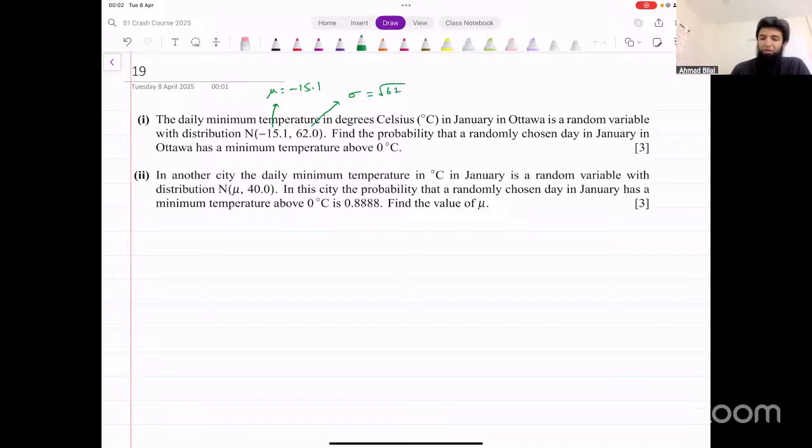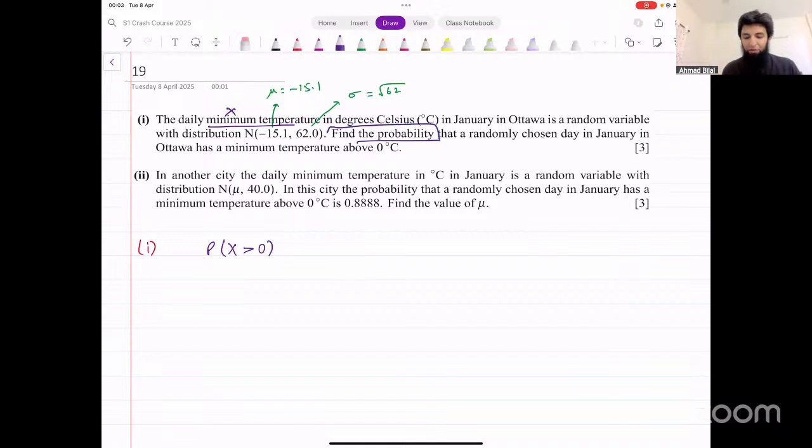Find the probability that a randomly chosen day in January has a minimum temperature above 0 degrees Celsius. So we have data on daily minimum temperatures. We know the mean, we know the standard deviation. We want to find the probability of the minimum temperature being above 0. What does that mean? If we call minimum temperature X, what we are looking for is probability of X being greater than 0. That's the probability that we want to find out.